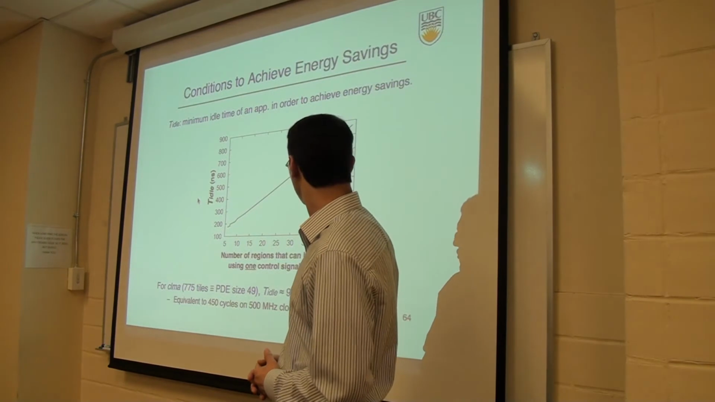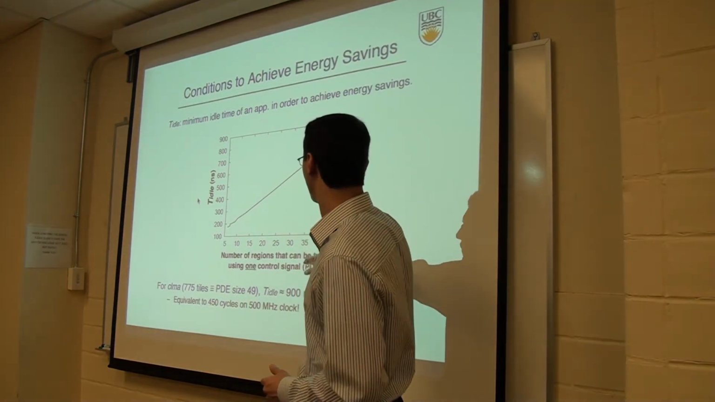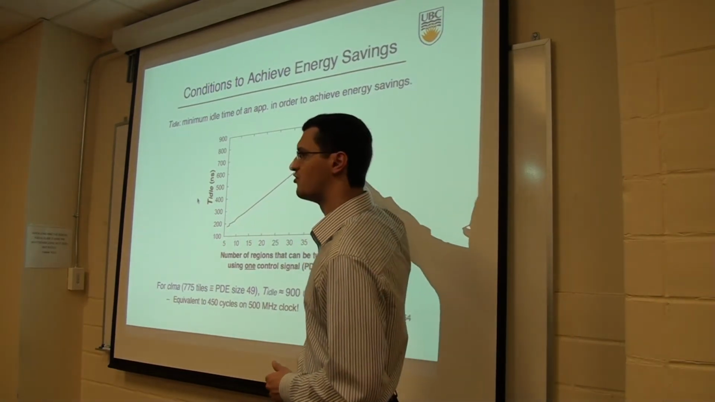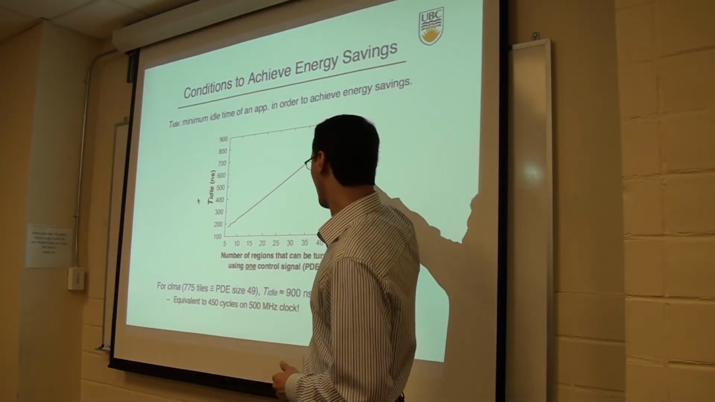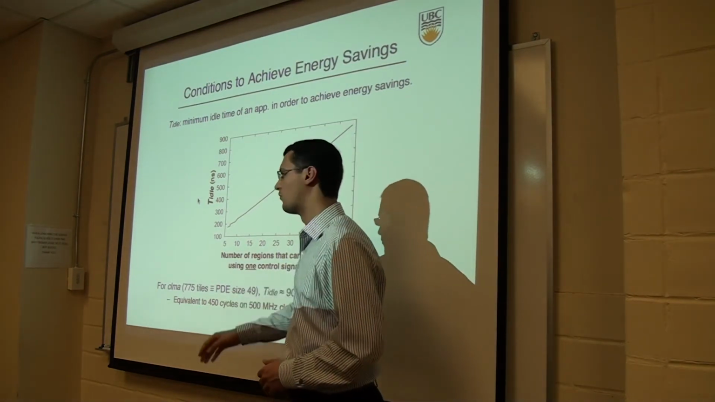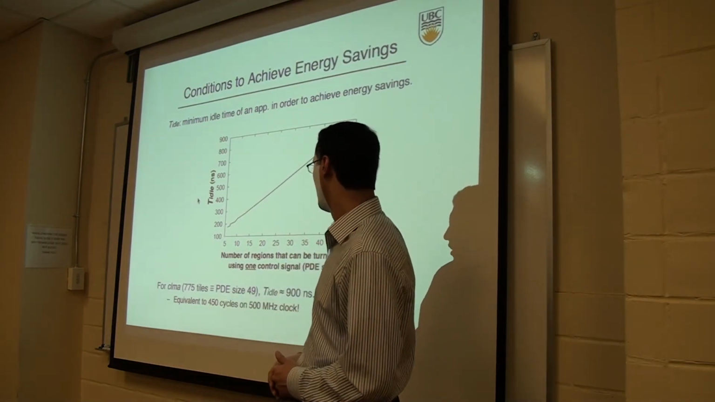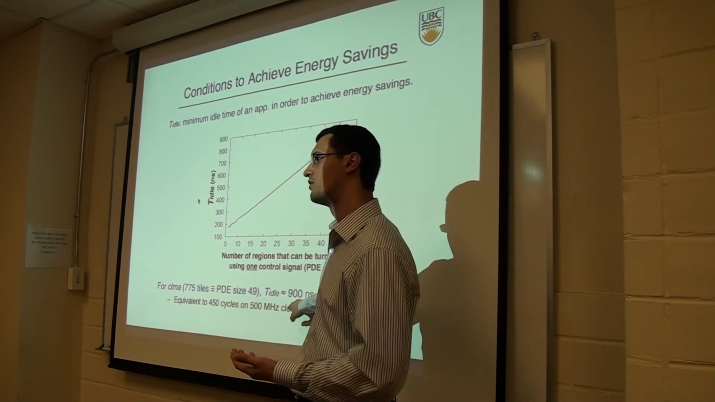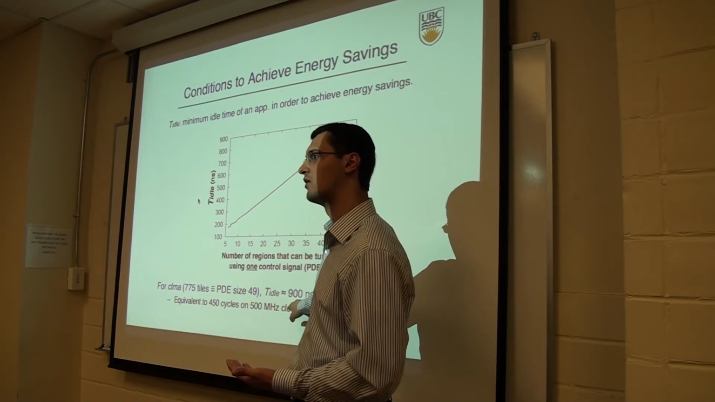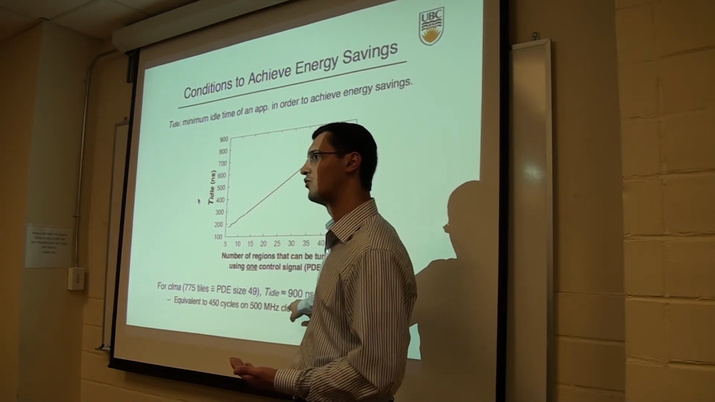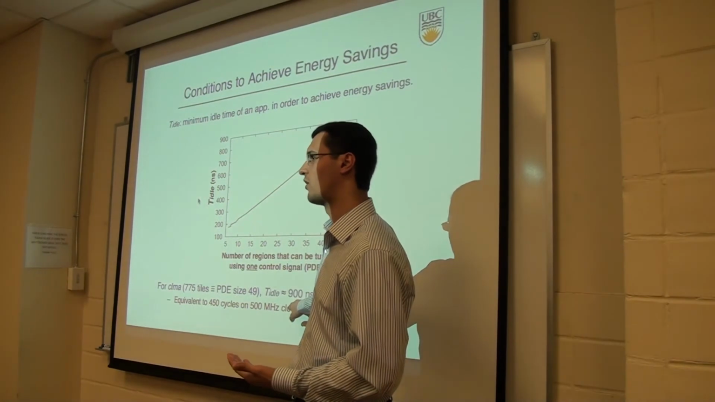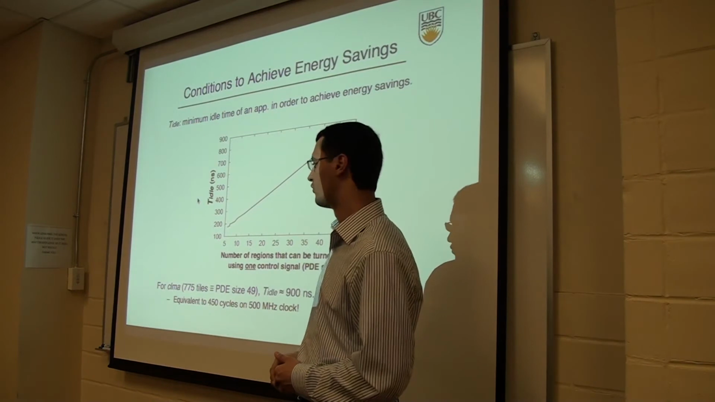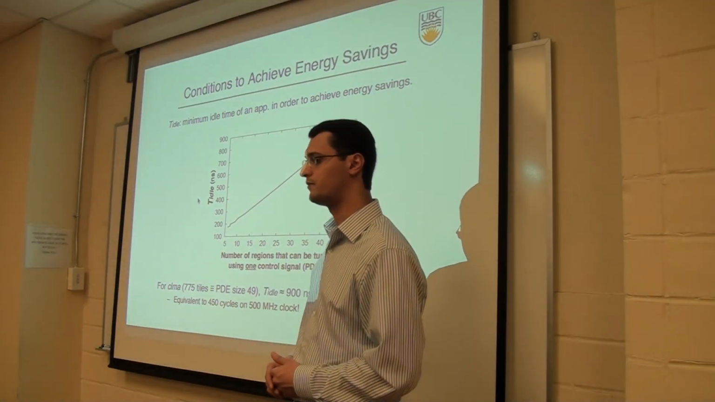And we got this line. It shows, as a function of the programmable delay element size, the minimum idle time to achieve energy savings for an application, for example CLMA, which has 775 tiles. The minimum idle time was about 900 nanoseconds. So if the idle time for that application is more than 900 nanoseconds, then it is feasible to put it in sleep mode when it is idle. Otherwise, it is not feasible. This is equivalent to about 500 cycles at 500 megahertz.